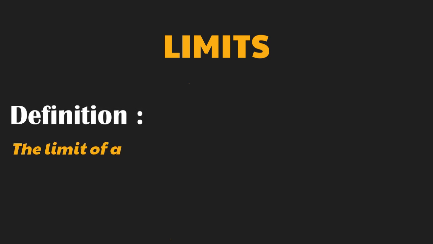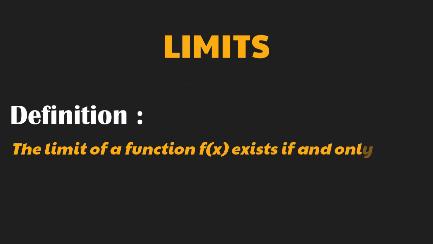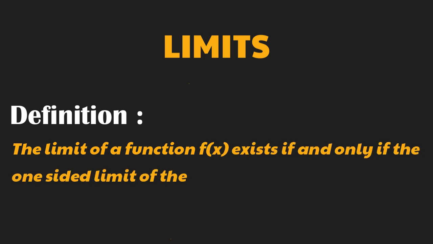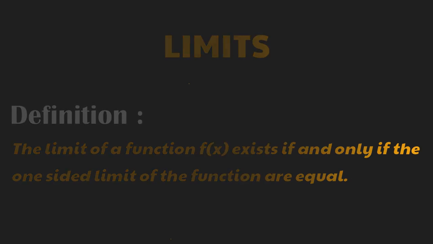This is a continuation to our video on limits. So a recap on what we did last time. We spoke about limits and then we gave a definition for limit as: the limit of a function f of x exists if and only if the one-sided limits of the function are equal. So if you solve for the limit as x approaches the number from the left-hand side, and it's equal to when x approaches the number from the right-hand side, if the limits are the same, then the function has a limit.